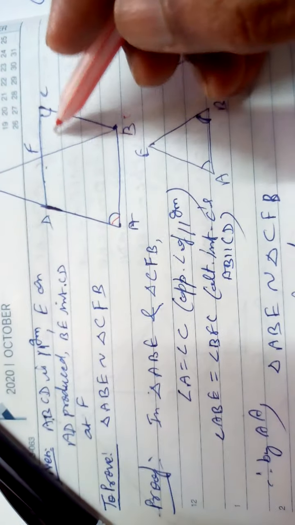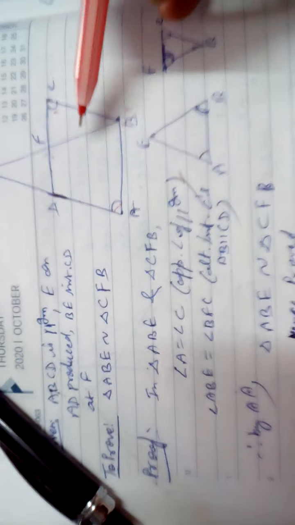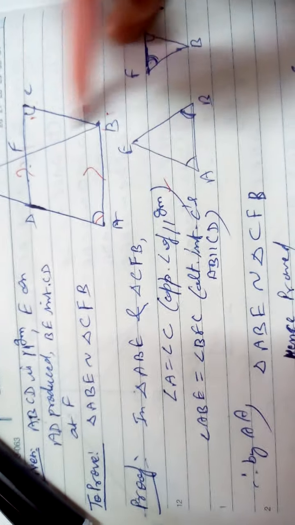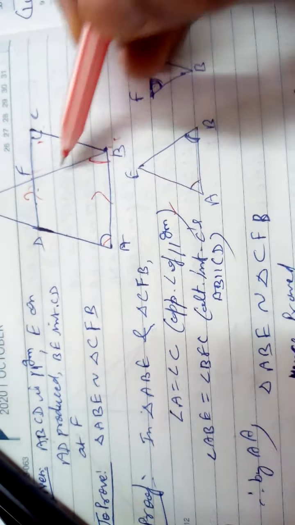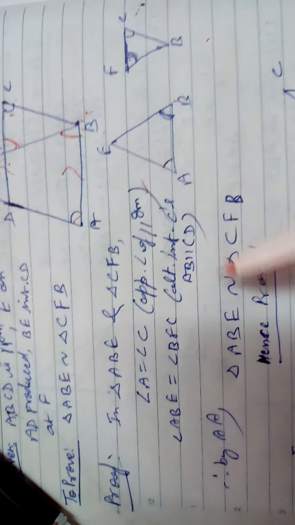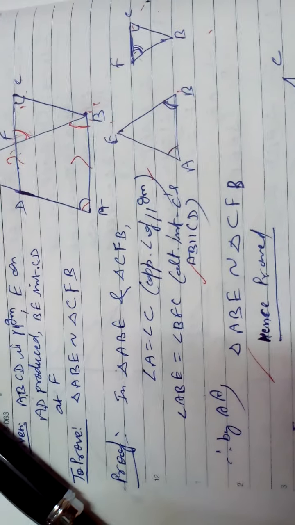Angle A is equal to angle C. Why? Opposite angles of a parallelogram are equal. Because this line is parallel to this line, so it is a transversal. So this angle is equal to this angle, alternate interior angle. So here I have written separately, angle ABE is equal to angle CFB, alternate interior angle. So again by double A your triangles are similar.